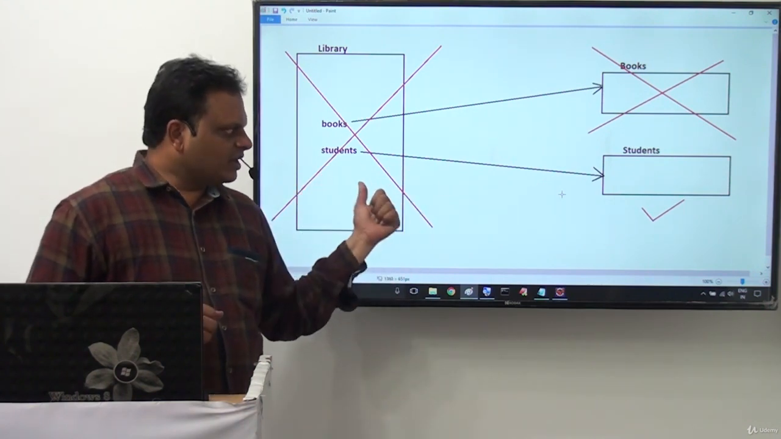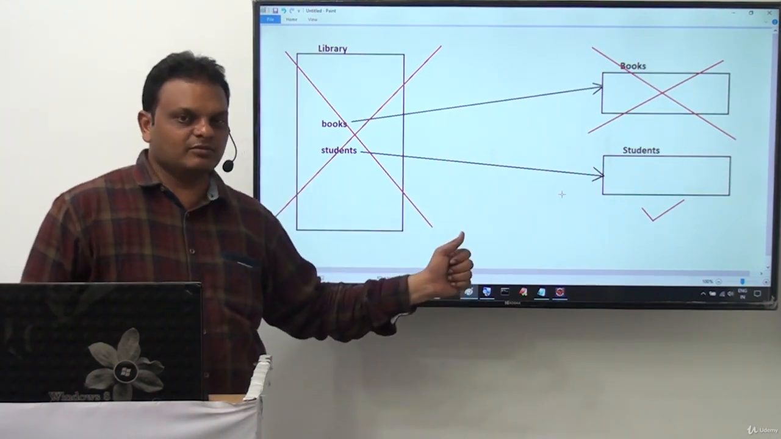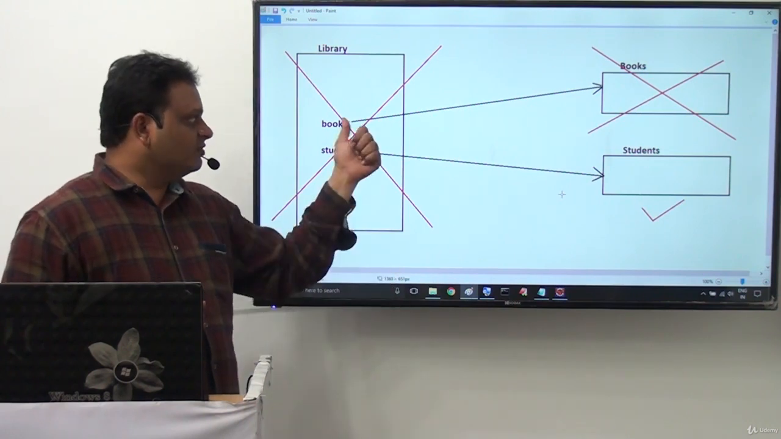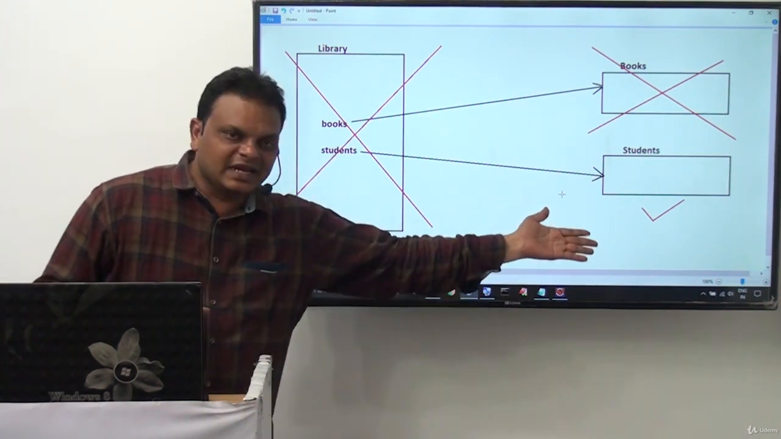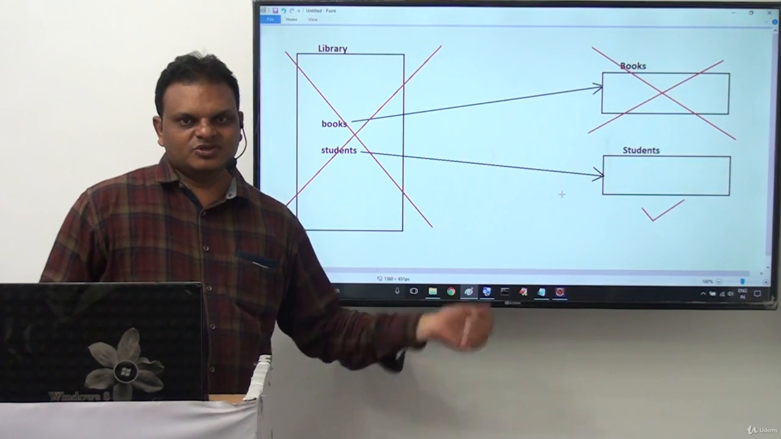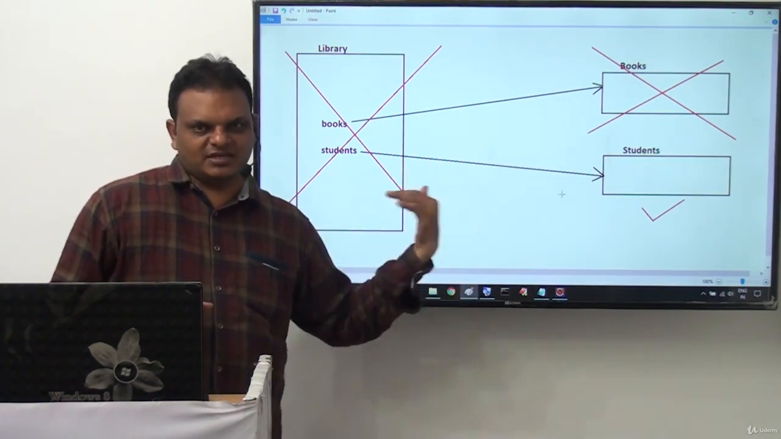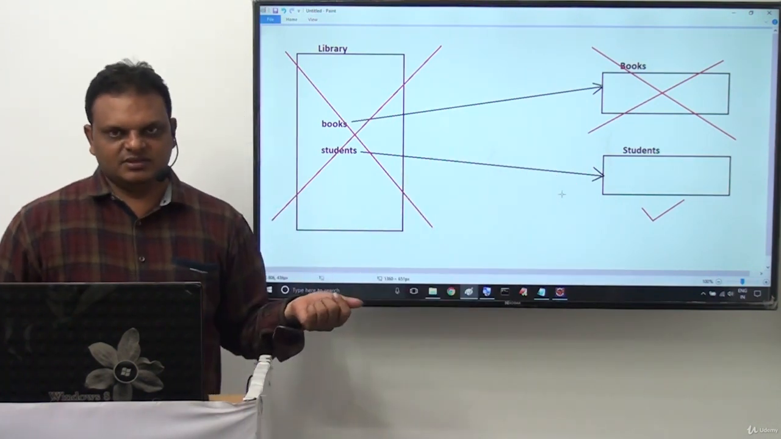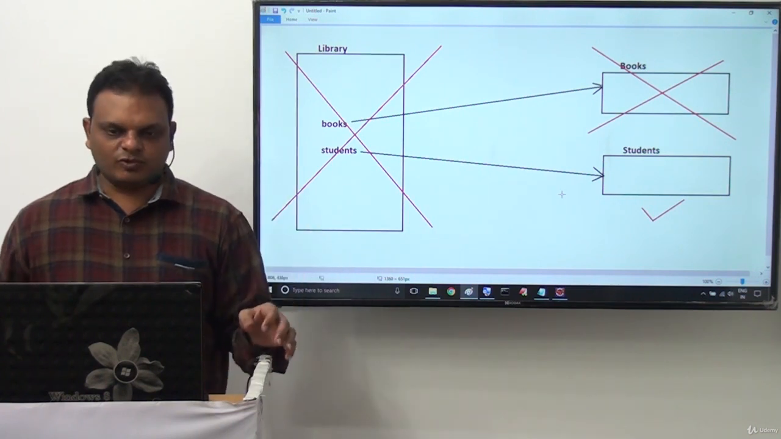Good. Between library and students, which association is available? Weak association. Why? Because even though we closed the library, still the student exists. So it's not a strong binding, it's a weak binding that exists here. That is exactly the point I am making now.